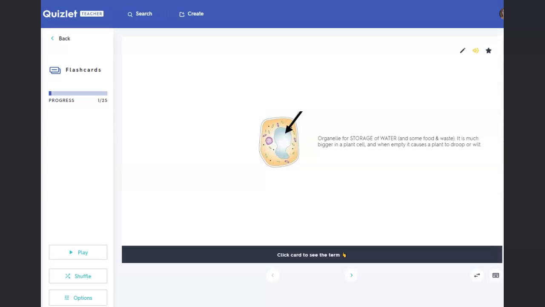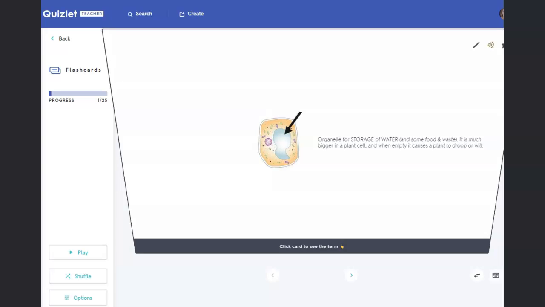Vacuole. Organelle for storage of water. It is much bigger in a plant cell, and when empty it causes a plant to droop or wilt.